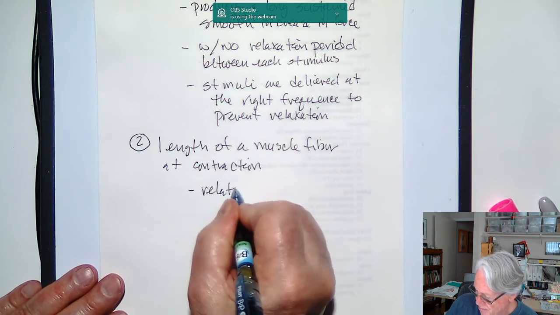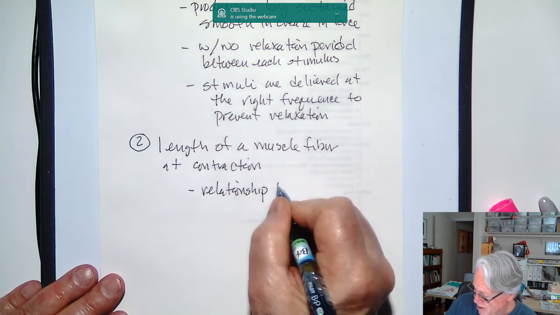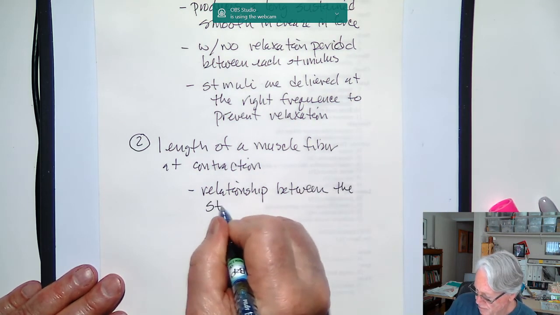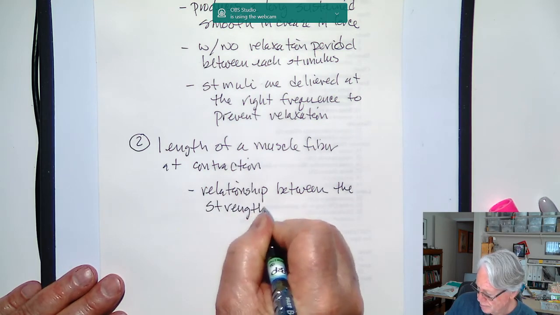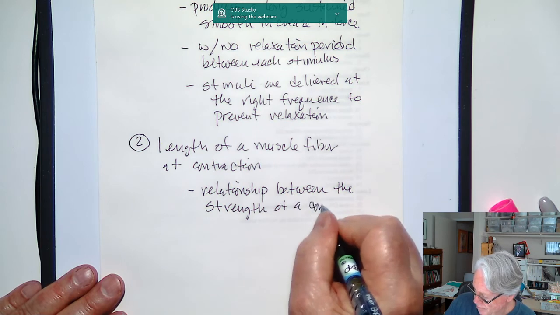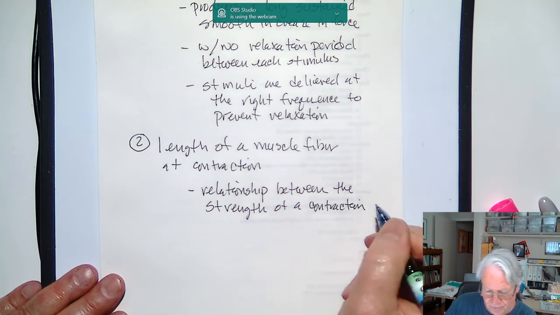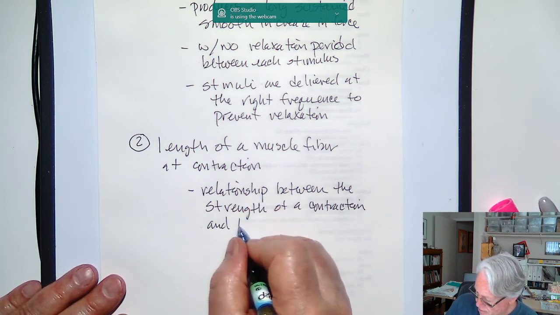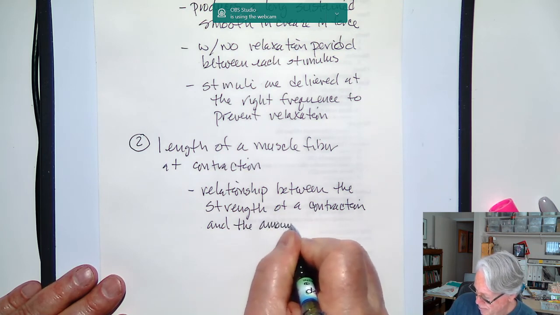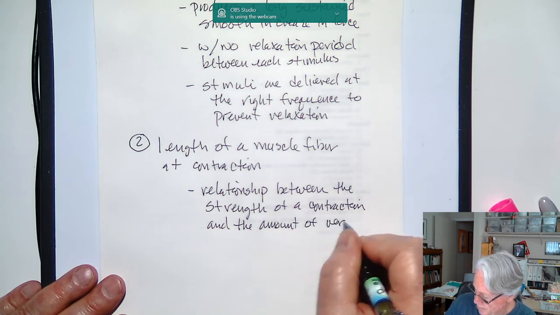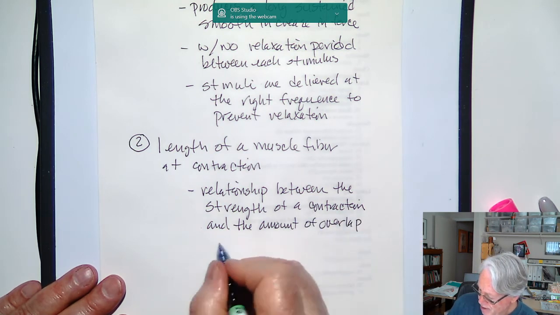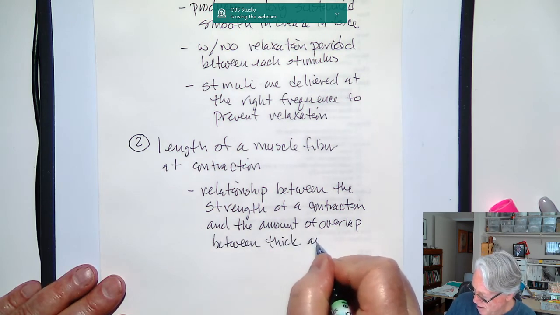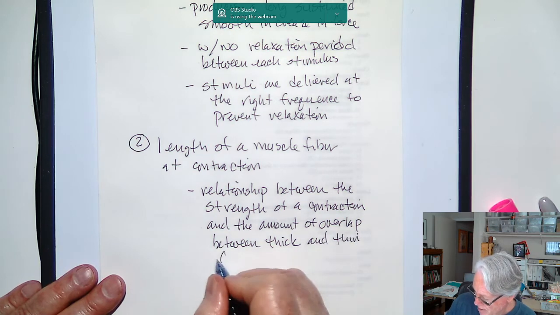Okay. So this describes the relationship between the strength of a contraction and the amount of overlap between thick and thin filaments.